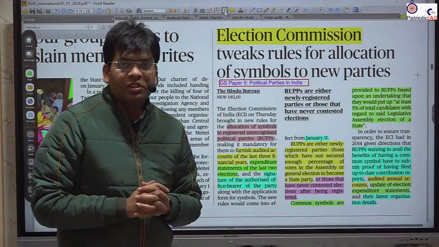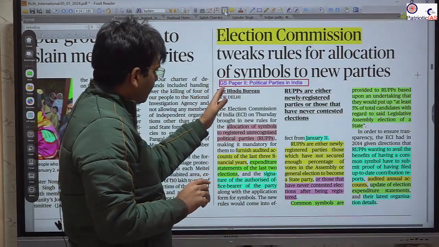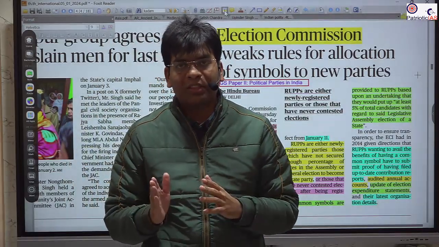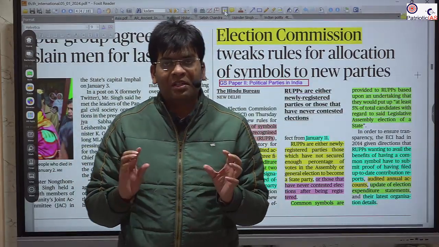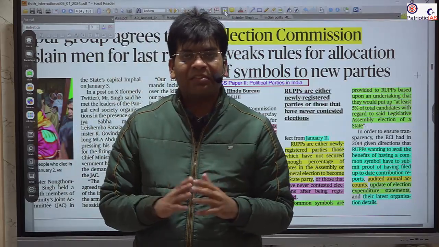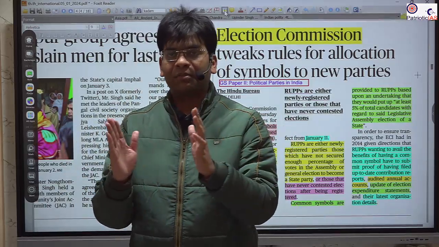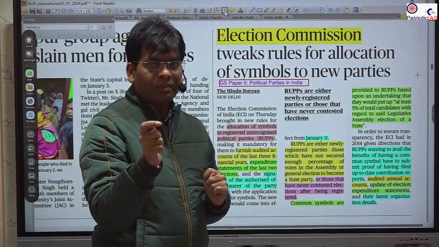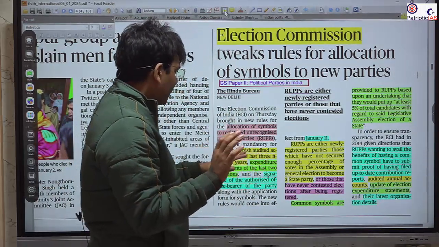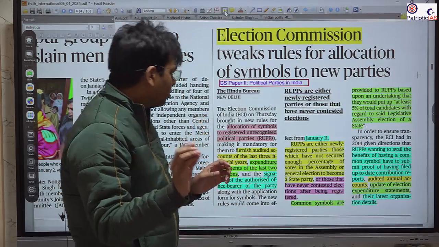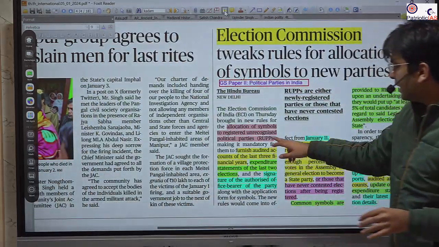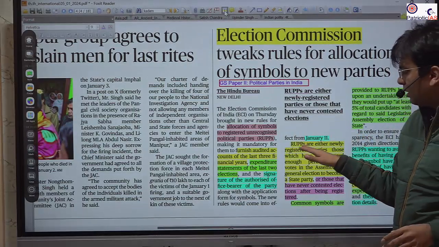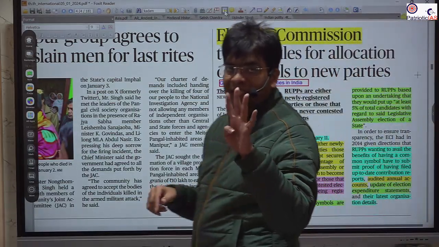This news is particularly associated with GS paper 2, political parties in India. Generally, we study what the criteria are to be a national party or a state party. But if UPSC wants to make the paper difficult, they will go to the rule for allocation of symbols for registered unrecognized political parties. So now they have brought three changes.